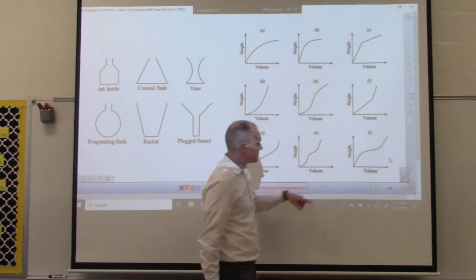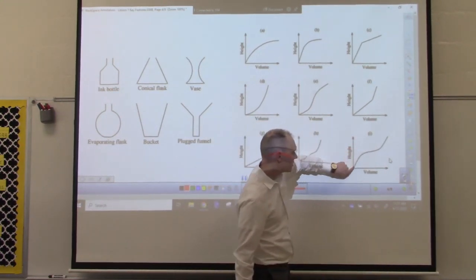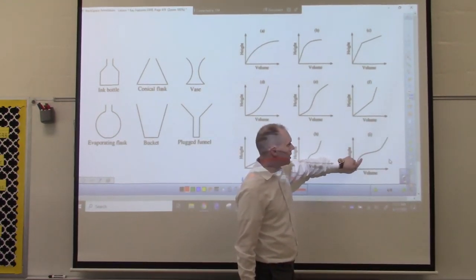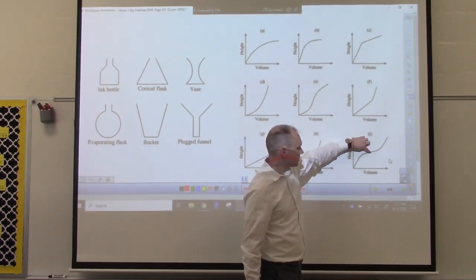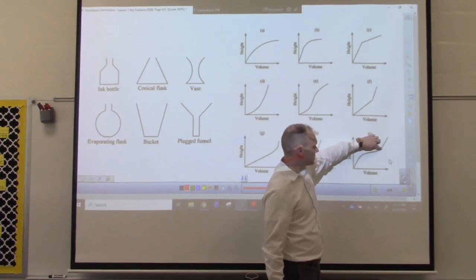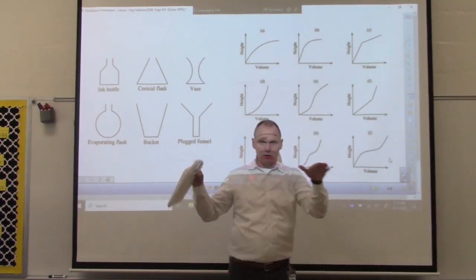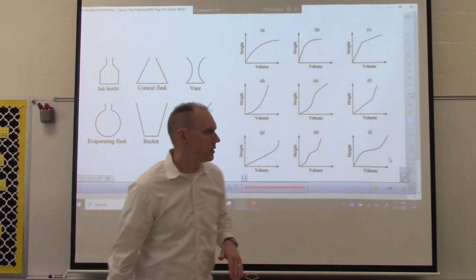So it's going to increase pretty quickly there at the bottom because it's still pretty narrow. And then as it opens up, the rate's going to slow down, slow down, and then it's going to increase as that circle kind of closes up again there.